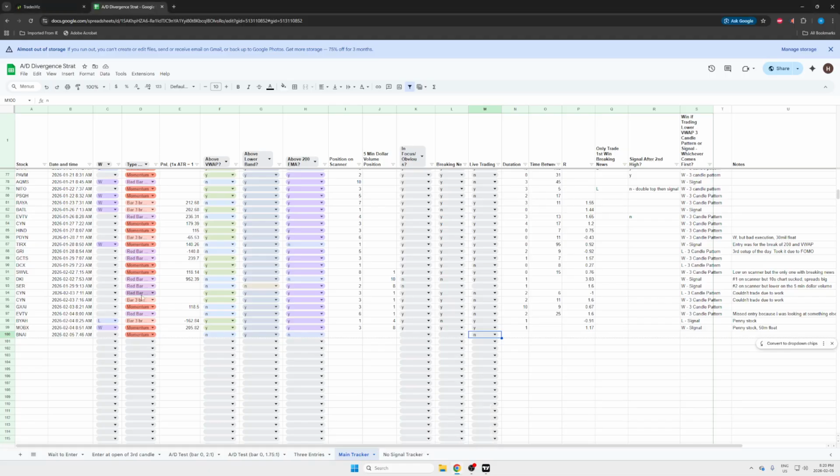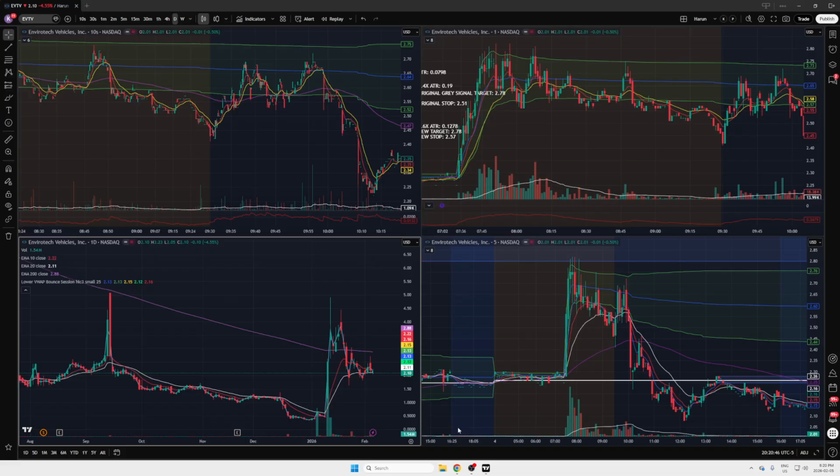Now I'm going to show you guys a bar 3 breakout example. So on, let's see, bar 3 breakout, PDYN.